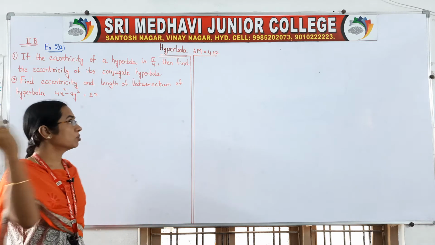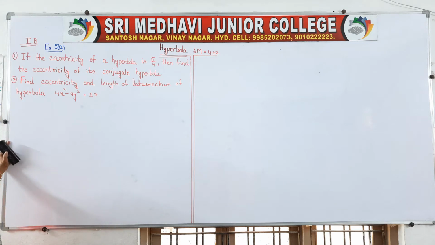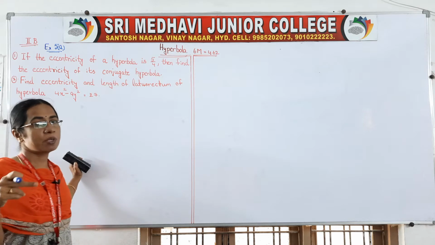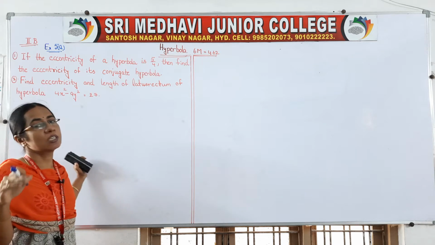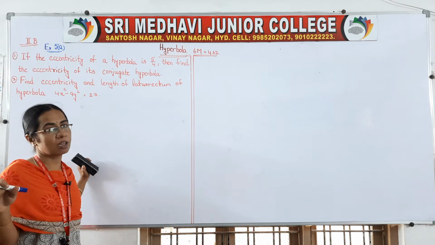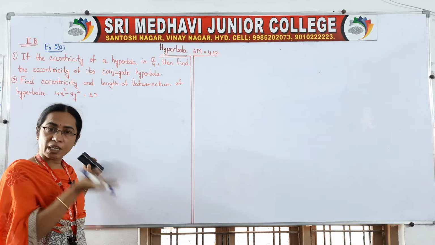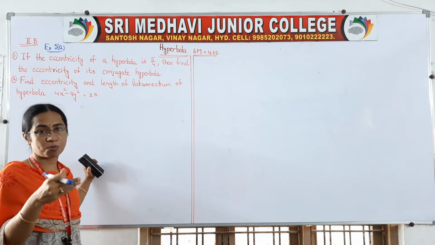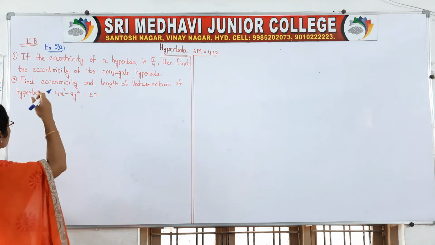Now come to the problems. Today we are solving exercise 5A problems. Actually in parabola, ellipse and hyperbola, the tangent and normal topics are deducted from the syllabus. So that's why I am not giving tangent and normal problems. You are going to get the questions from the remaining topics. That's why we are doing a lot of problems from the one exercise.